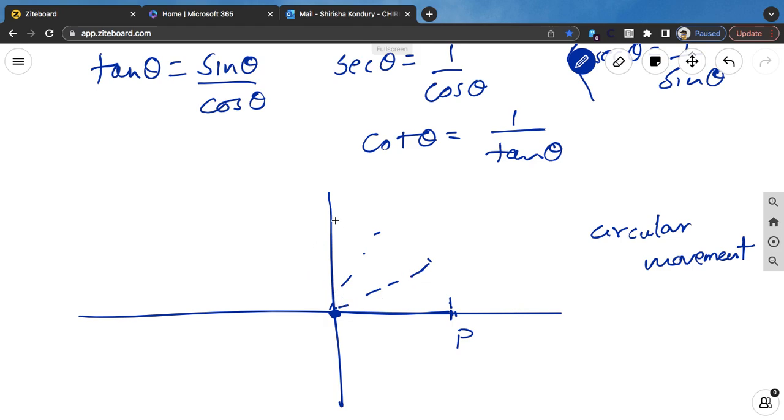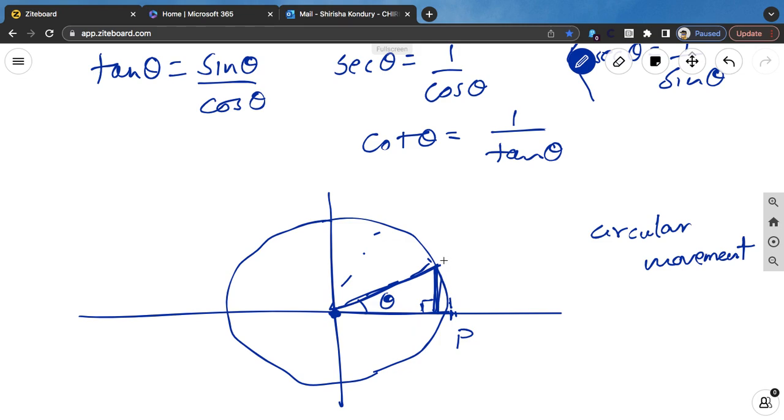Also, let me draw a circle. I know it doesn't look like a very good circle, but that's fine. Whenever I'm moving along a circle, I'm also forming a triangle. In fact, a right triangle. So somewhere the right triangles are inscribed in a circle. And that's the reason we are using this concept of circle to define or to understand the ratios better.